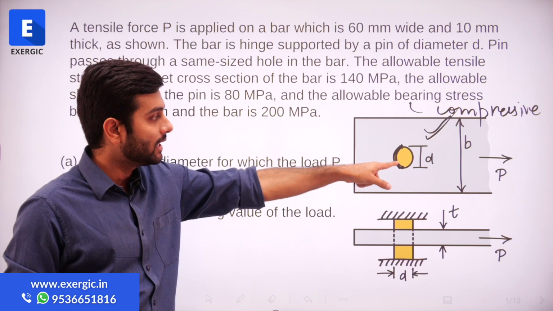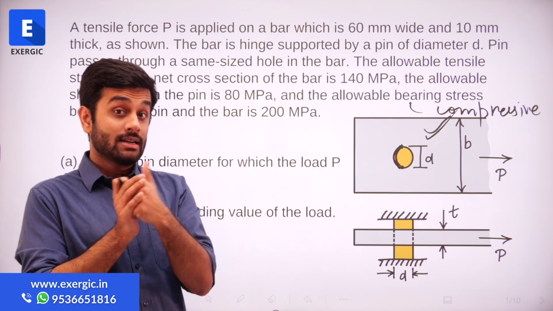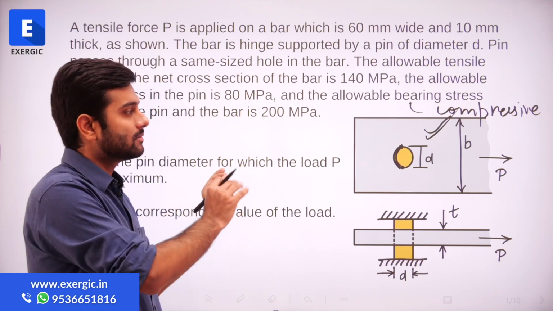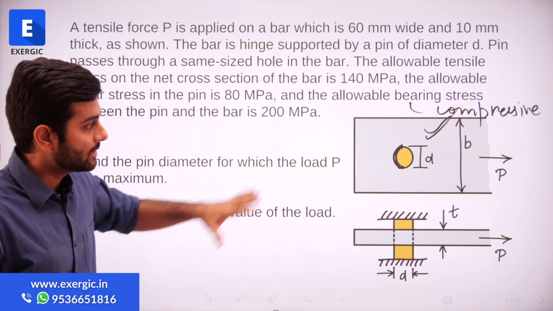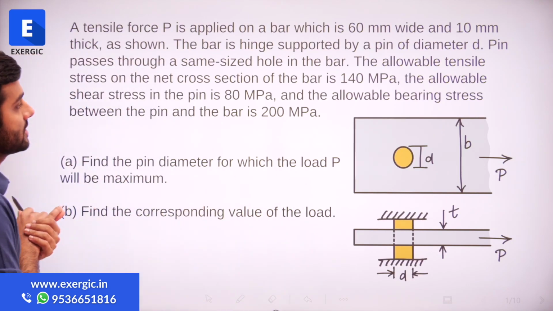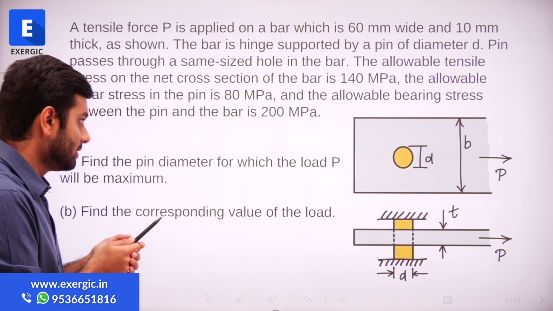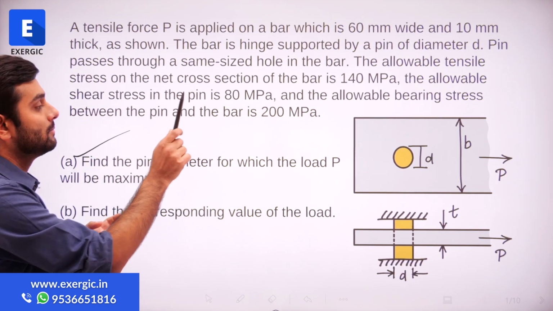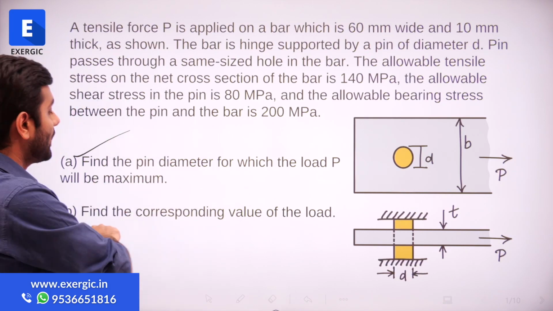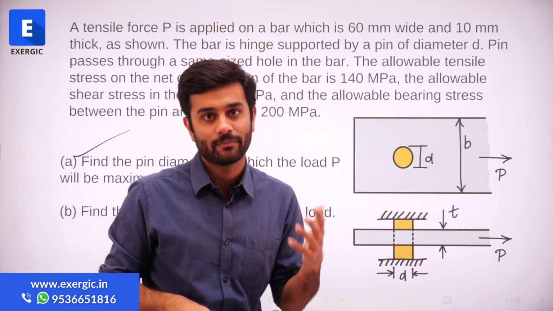In case of bearing between the pin and the bar, what areas are going to come? Projected area is going to come. So all those concepts will be used here. But again, these are the concepts that are basic that we have already covered. Now the question says that find the pin diameter for which the load P will be maximum and also find the corresponding value of the maximum load.